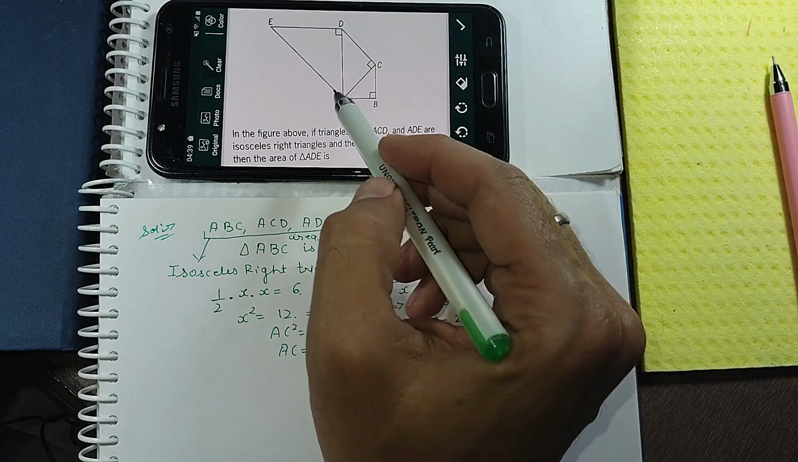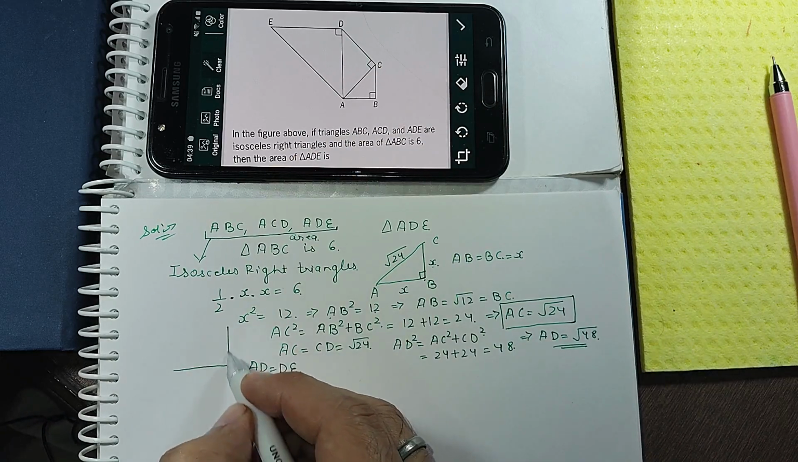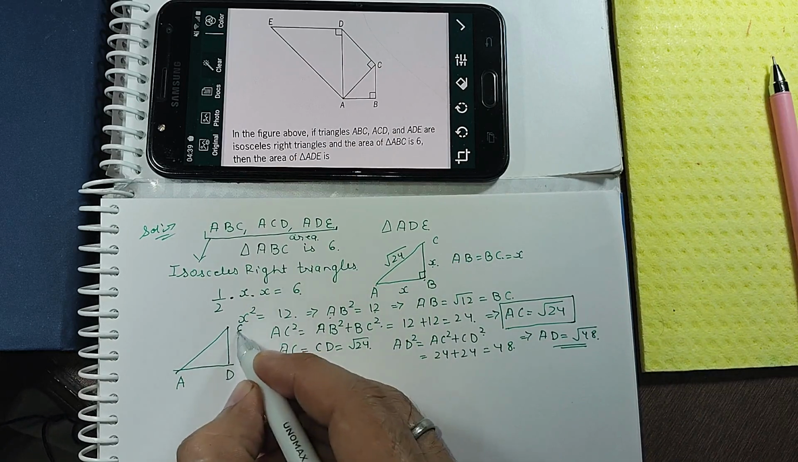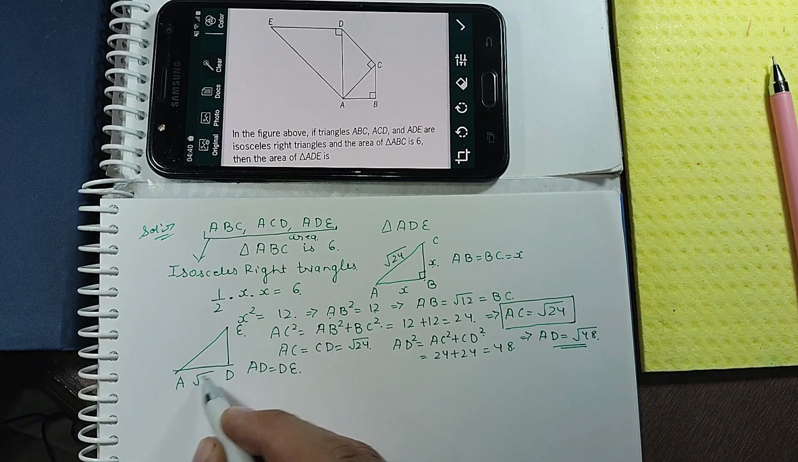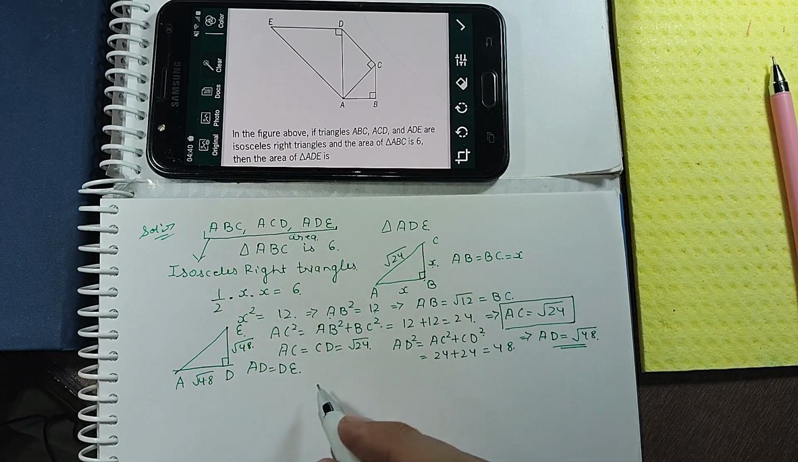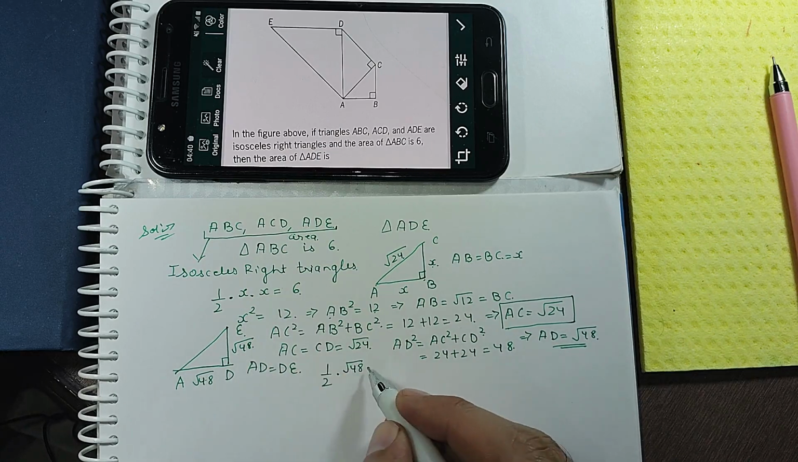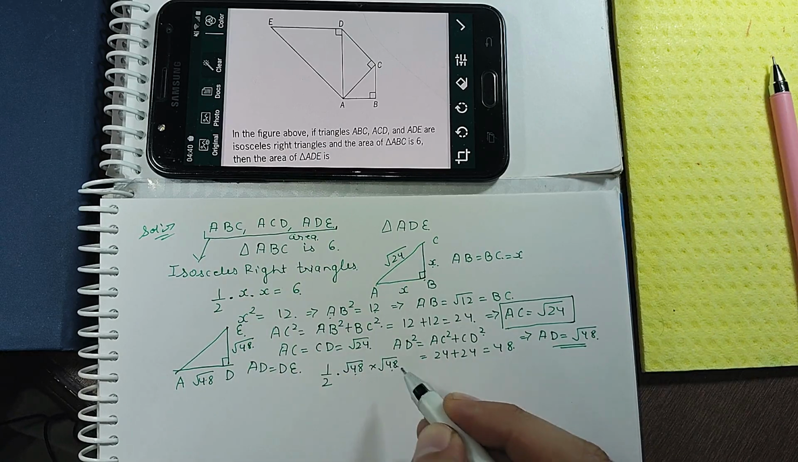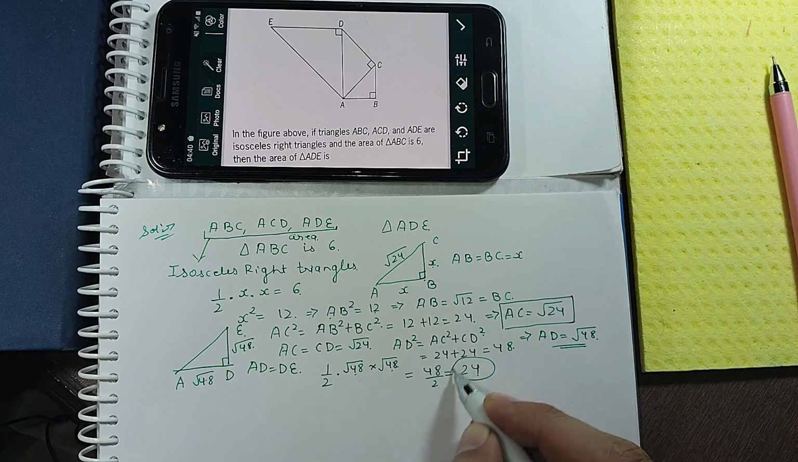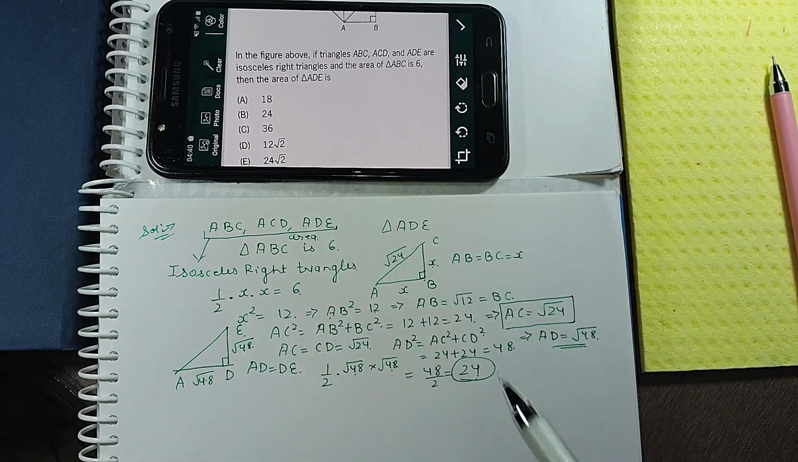So now AD is equal to DE. I am drawing the triangle ADE. AD is equal to root of 48 and this will be also equal to root of 48. So we need to find the area of triangle ADE. So that will be 1 by 2 into under root of 48 base into height under root of 48. So under root of 48 into under root of 48 is 48 divided by 2. So this will be equal to 24 square units. So looking in the options, option B is the right option.